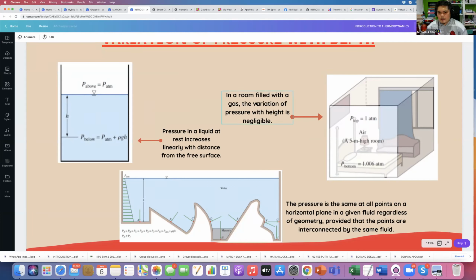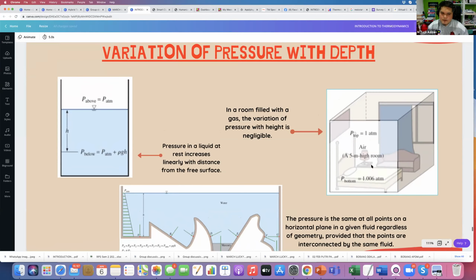Similarly here, if you have a room, just your own room, you have a top ceiling as well as the bottom. Actually, even with a certain height, it is negligible. If you just have a room on your own, because of the change of temperature, you can just say this is 1 atmospheric pressure.